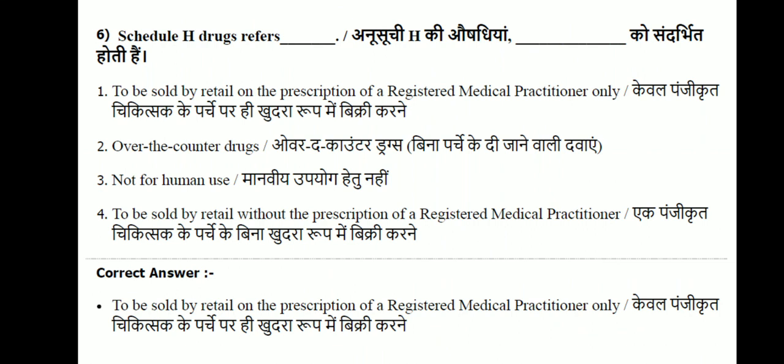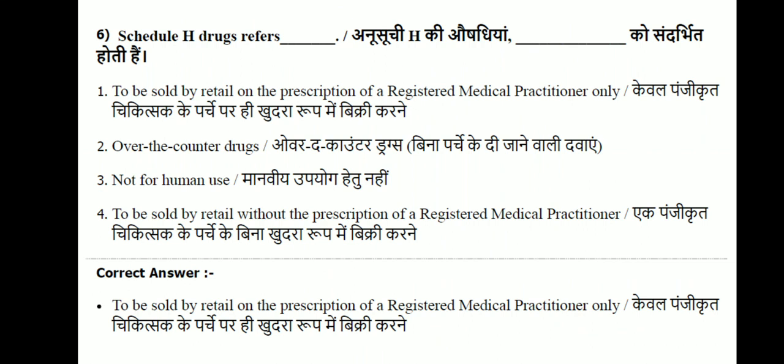Option 2, over the counter drug. Option 3, not for human use. Option 4, to be sold by retail without the prescription of a registered medical practitioner. The question is from jurisprudence. Schedule H drug means.